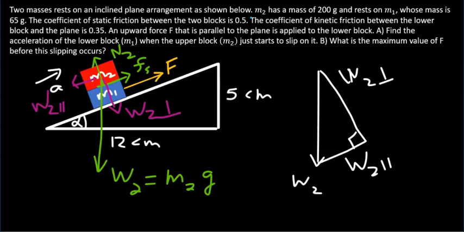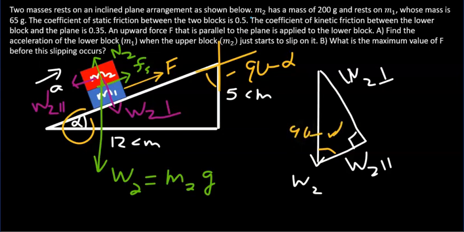Note that this is the angle between the vertical direction and the plane direction. So this is the plane direction and that is the vertical direction. So that and that must be the same angle. But because this is alpha, then this has got to be 90 minus alpha. So this here is 90 minus alpha. That means that is alpha.